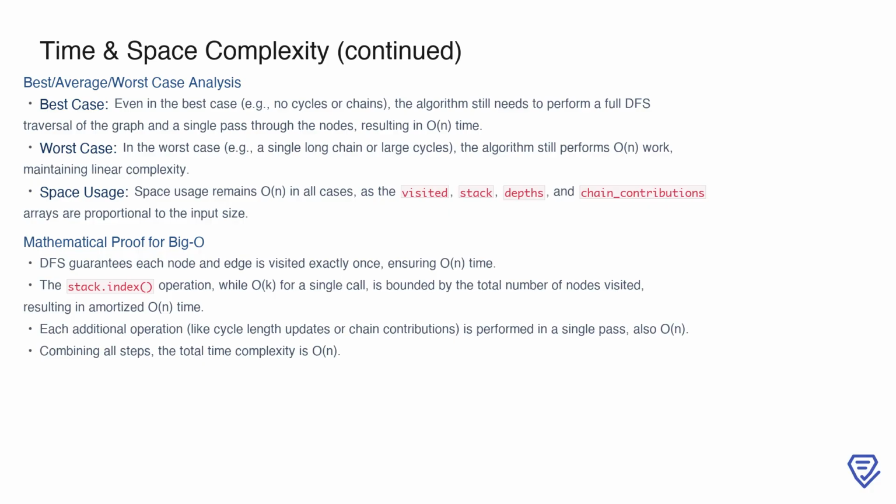To mathematically confirm the big O, we note that the DFS ensures each node and edge is visited exactly once, guaranteeing O(n) time. The stack.index operation, although O(k) for one call, is amortized to O(n), because each node is visited a single time. Additional operations, like updating cycle lengths or calculating chain contributions, are performed in linear passes. Combining all steps, the time complexity is conclusively O(n).